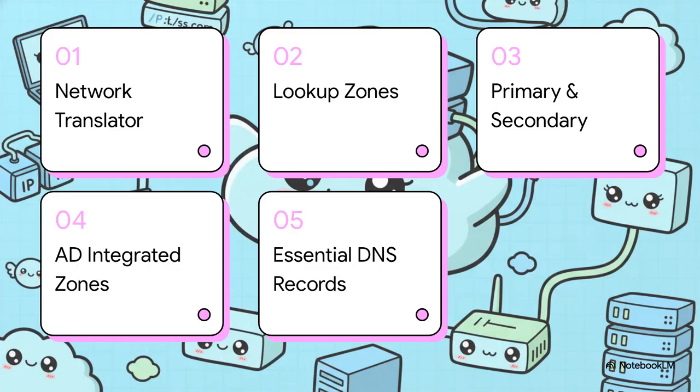Here's our roadmap for today. We're going to cover the network's master translator, forward and reverse lookup zones, primary versus secondary zones, Active Directory integrated zones, and finally, decoding essential DNS records.